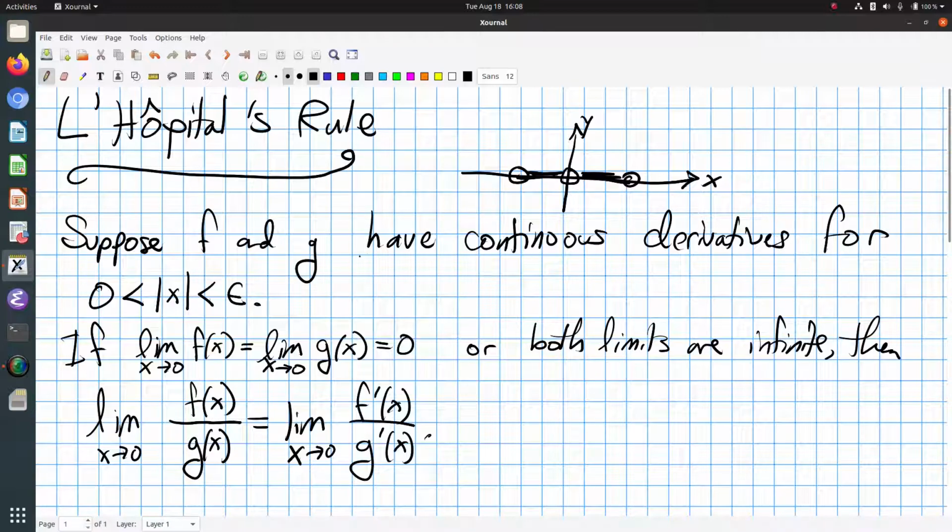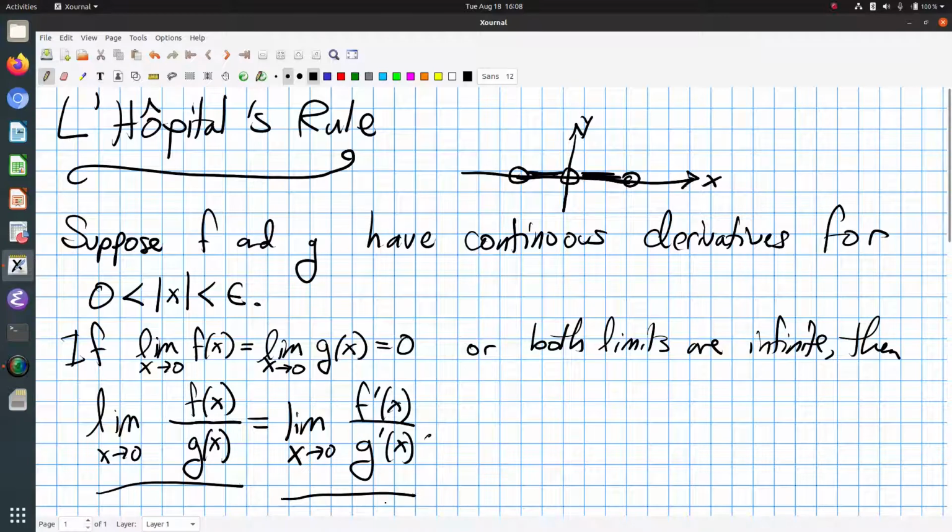Okay, and so what it says is that if either the two functions go to 0, so you have a divide by 0 situation because f goes to 0 and g goes to 0, so you have 0 over 0, or if both limits are infinite, so you have infinity over infinity, then what L'Hopital's rule says is, if that's the case, you can replace the limit that you'd like to compute here with a different limit, the limit of the ratio of their first derivatives.